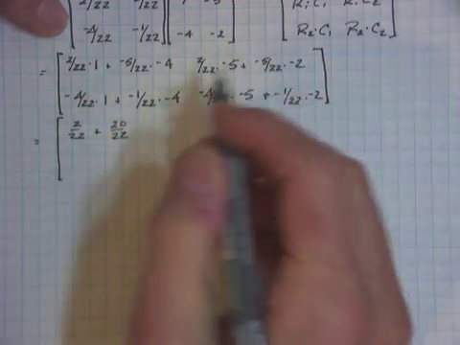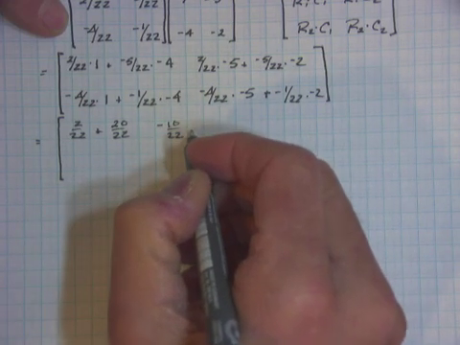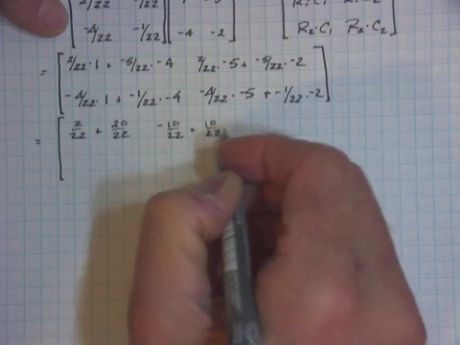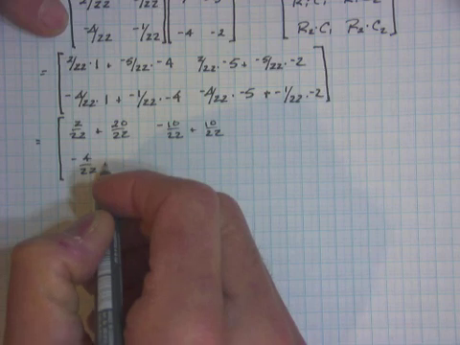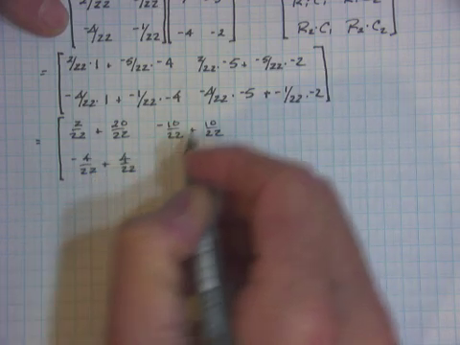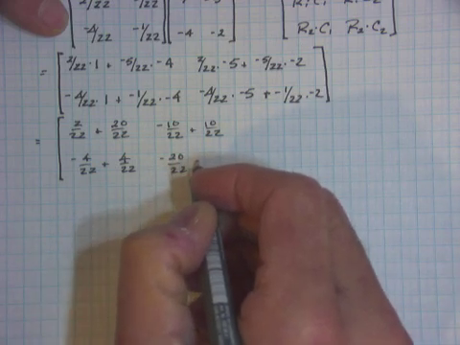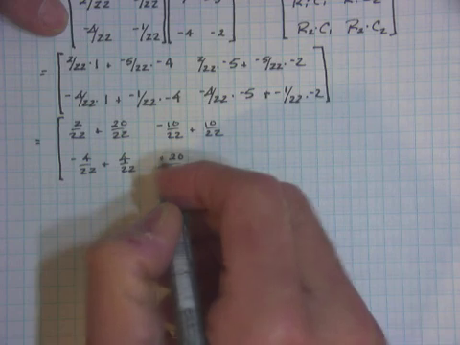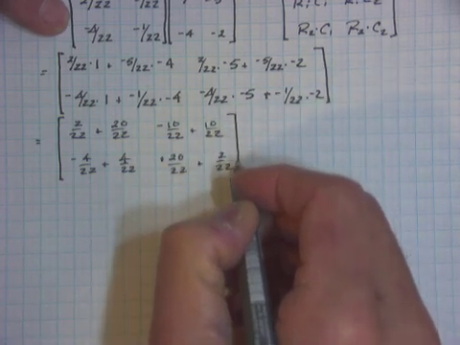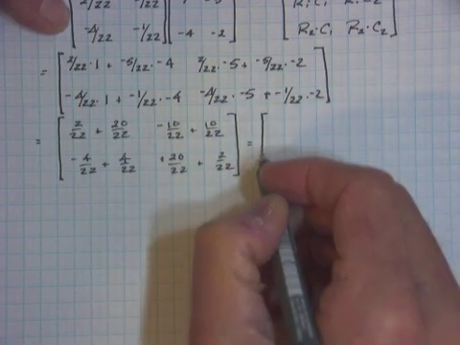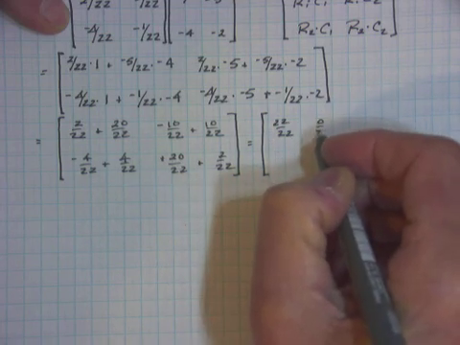This is 2 over 22 plus 20 over 22. That looks promising because that's 1. We've got negative 10 over 22 plus 10 over 22. That's 0. We've got negative 4 over 22 plus 4 over 22. And we've got, no, it's actually plus 20 over 22 plus 2 over 22.